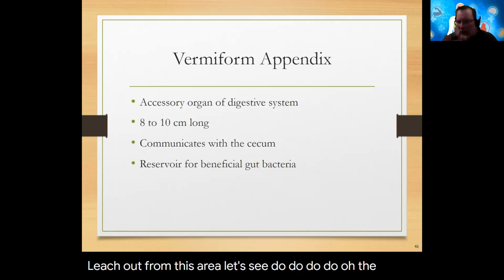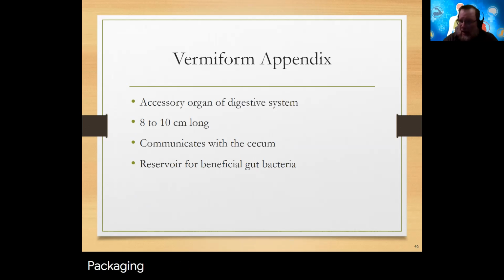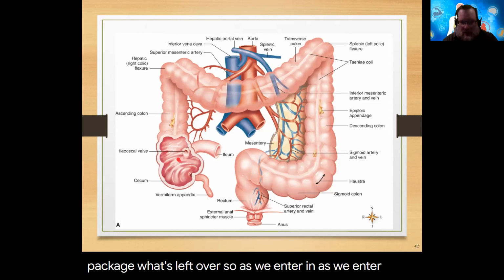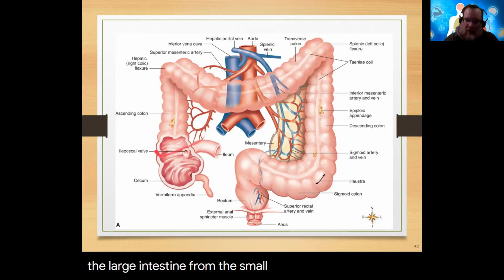What's the point of the large intestine? It's primarily for dehydrating the chyme and then packaging what's left over. As we enter the large intestine from the small intestine, the chyme is still pretty liquidy. In fact, a lot of the nutrients have been absorbed in the small intestine. We're dealing with a lot of the lining cells of the small intestine and some of the waste products, but it's very liquidy. So the colon is going to dehydrate some of that chyme and then package it into a nice bundle.